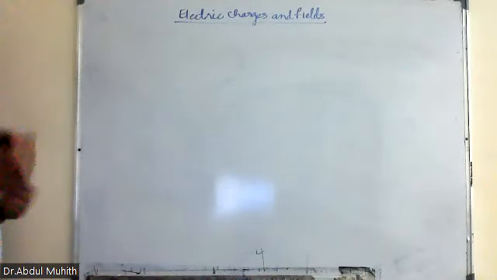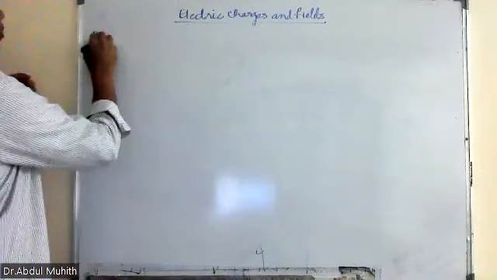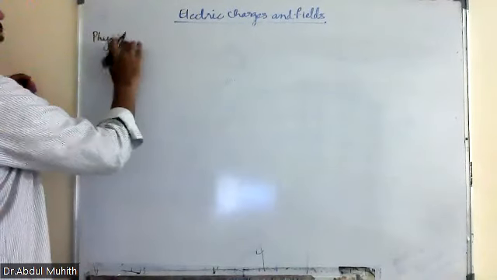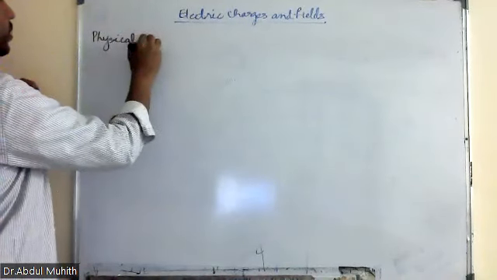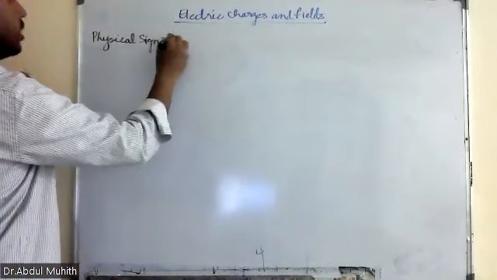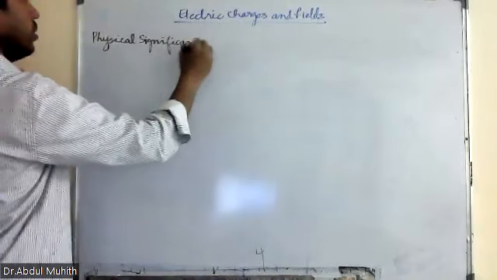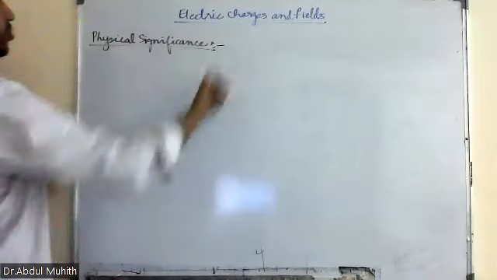Next one is physical significance. There are 4 points in physical significance and 5 points in properties. Physical significance: you can expect this type of reasoning questions in the exam.